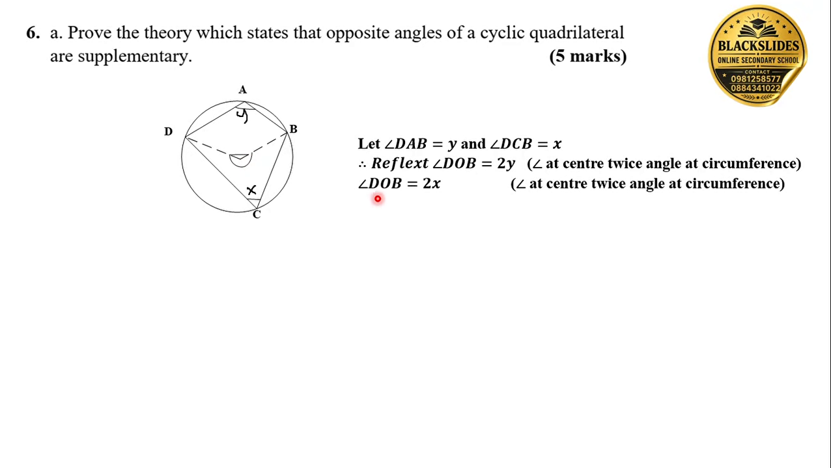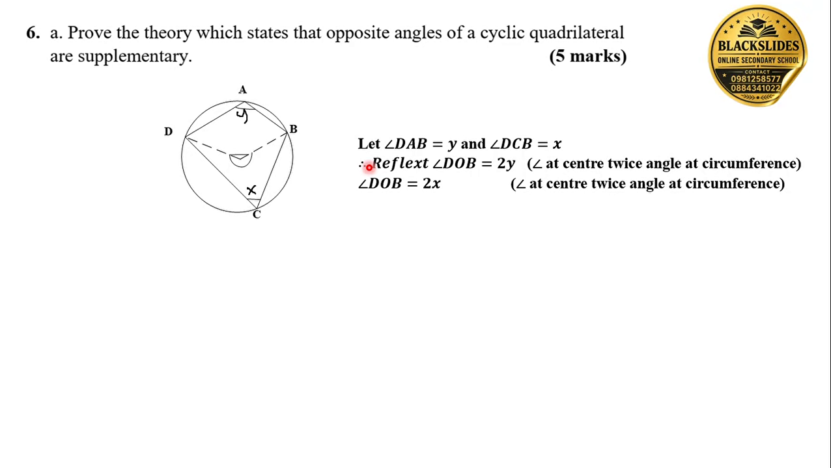Also, angle DOB, this angle here, now we are referring to this obtuse angle, is 2X. So this angle is 2X, for the same reason: angle at the center is twice the angle at the circumference.